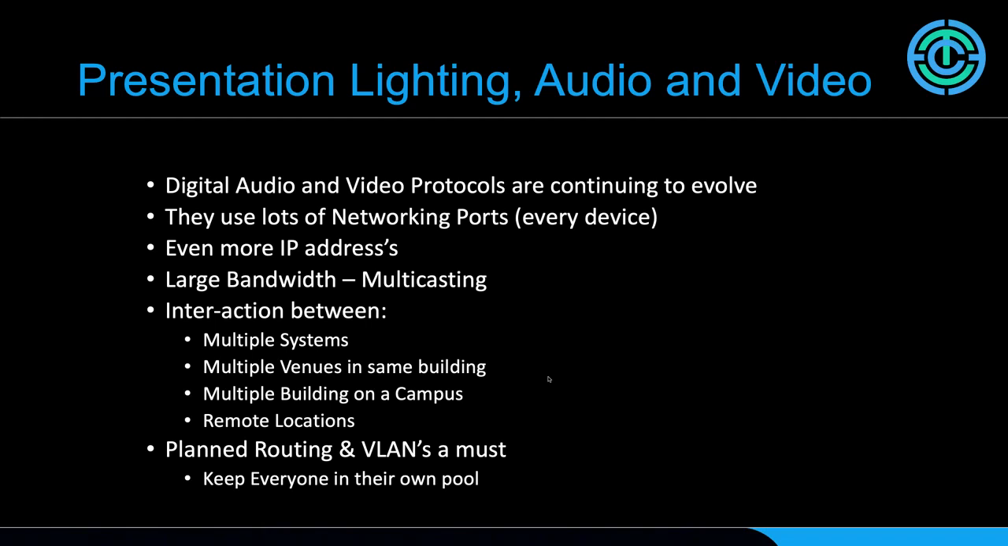need to also allow us the communication or interaction between multiple systems, multiple venues in the same building. We may have three or four venues, three or four meeting rooms, three or four buildings on a campus, and or remote locations via the internet or via dedicated connections. So again, planning for those multiple systems is key, and the interactions between them. Planned routing in VLANs is a must to keep everybody in their own pool. We want to make sure that we do that. We want to work with our IT departments to make sure that we get that integration done.